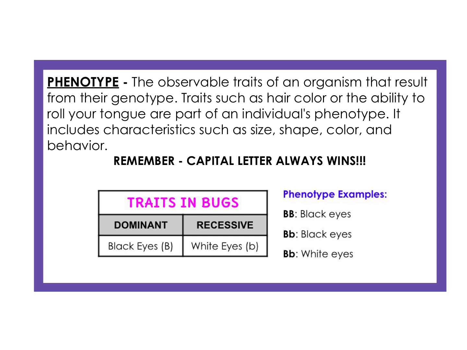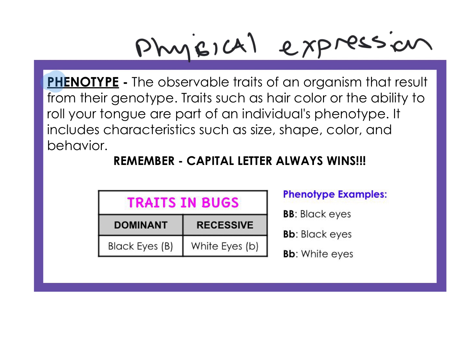Then we have phenotype. The observable traits of an organism that result from their genotype. Traits such as hair color or the ability to roll your tongue are part of an individual's phenotype. It includes characteristics like size, shape, color, and behavior. Remember, the capital letter always wins. The way that I always remember it is the first two letters of phenotype are P and H, just like physical. It's the physical expression of the trait. In other words, what it looks like.